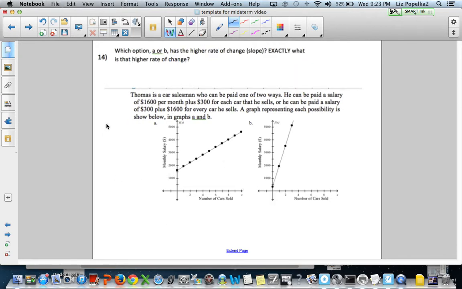Number 14, we still got the same situation. It says, which option has the higher rate of change? So in the first situation, which we already determined, this is the first situation, this is the second situation. So in this one, he started out with the initial amount of $1,600, but then it went up $300 for every car that he sells. So his rate of change is $300. As the number of cars goes up, his amount of money that he makes goes up by $300.